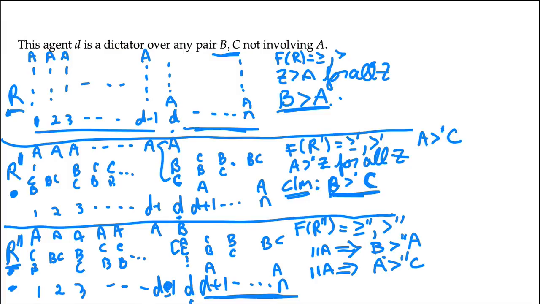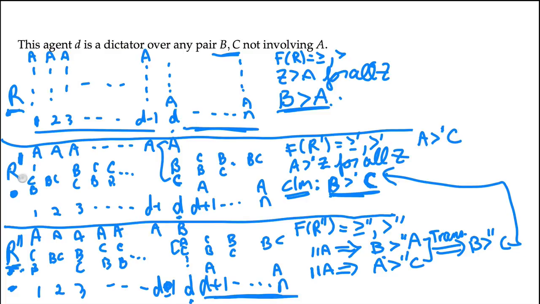Now, remember that society's ranking is transitive, so by transitivity, we get that B has to be ranked strictly ahead of C. So now, again, we use independence of irrelevant alternatives, and we note that the relative rankings of B and C are exactly the same in R double prime as they are in R prime, because the only change we made is we had voter D put candidate A in between B and C, but that didn't change the relative rankings of B and C. They're exactly the same in R double prime as they are in R prime. So again, by IIA, we get that B has to be ranked strictly ahead of C.